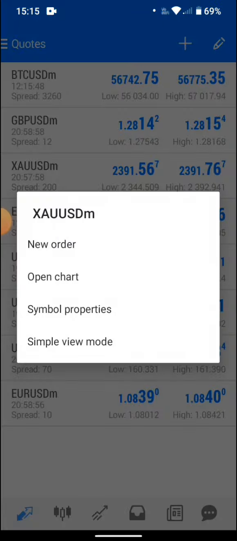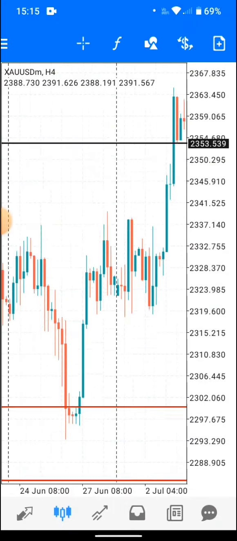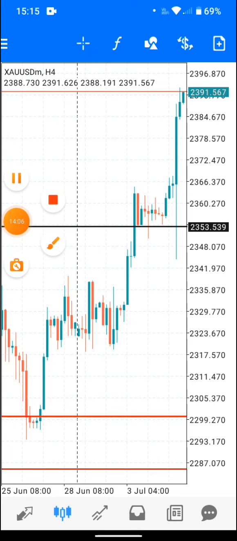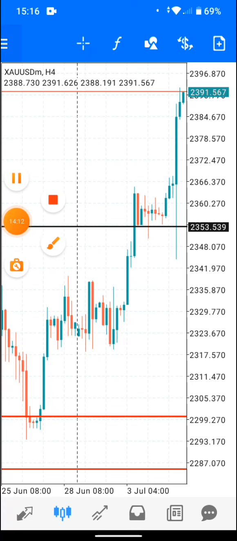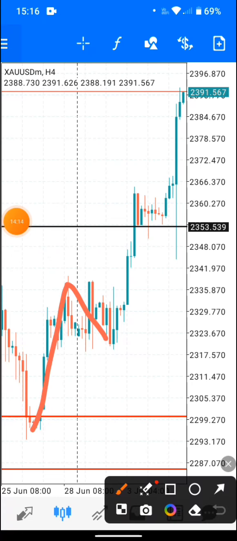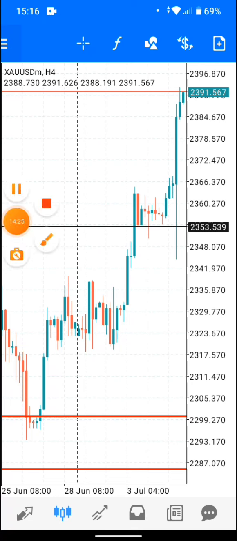Let's look at another chart and see. This is Zao, this is gold. We have higher high, higher low. This is an uptrend. Higher high, higher low, higher high, higher low, higher high. So as soon as you see something like this, you know this is a bullish structure.